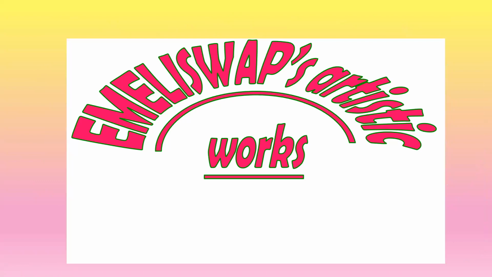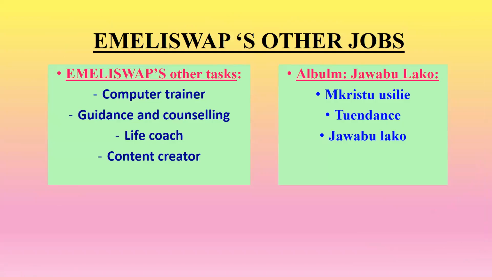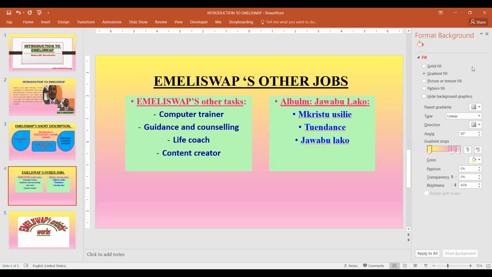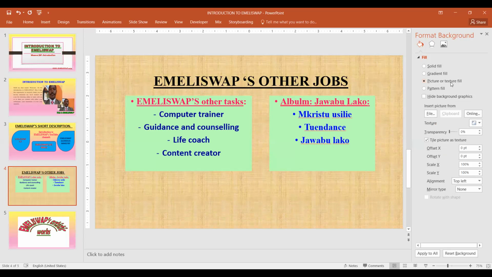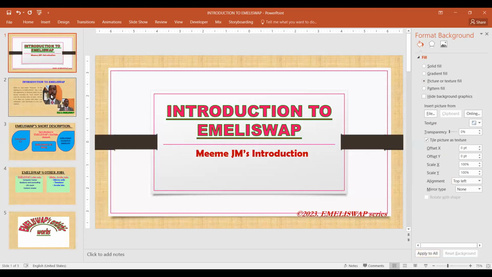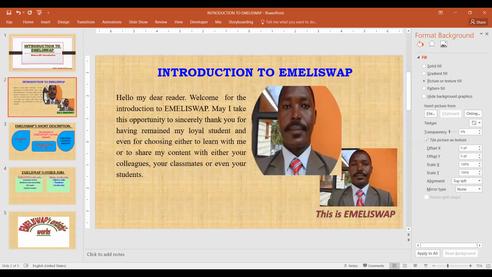The color is not shouting, and my images or my slides are okay. What about if you were to choose picture or texture? Let me click on picture or texture. That would be our first texture. If I want to apply across my slides, I can click on apply all. Then you can see how it will look like.